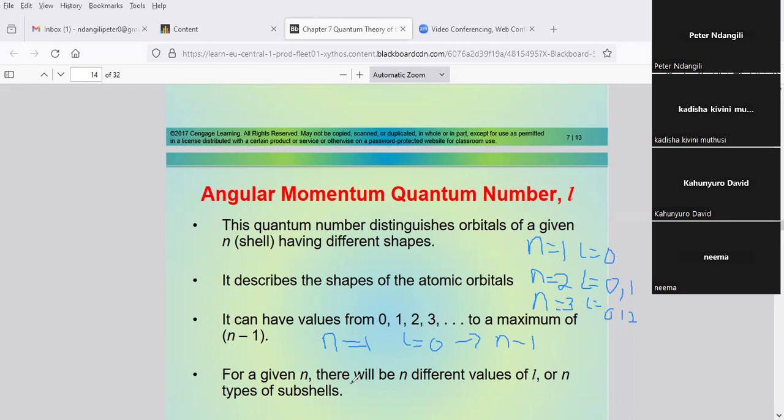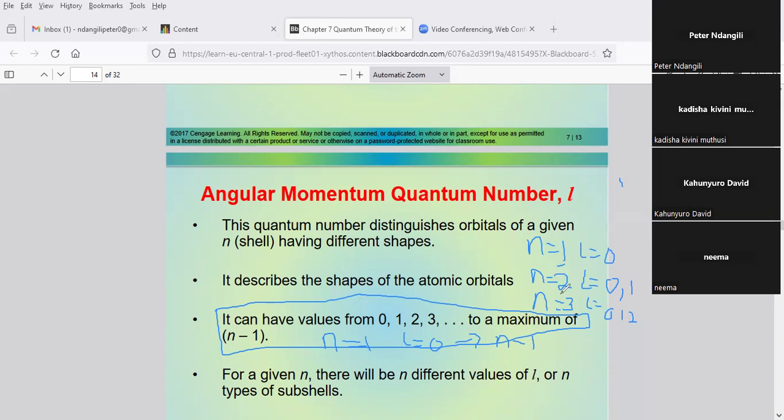Could you explain how when n is 1, L is equal to 0? Very good. Look at this statement here. We are saying that the values of L will be 0, 1, 2, up to a maximum of n minus 1. So when n is equal to 1, the values of L will be 0 all the way to n minus 1. So the only possible value is 0 there.